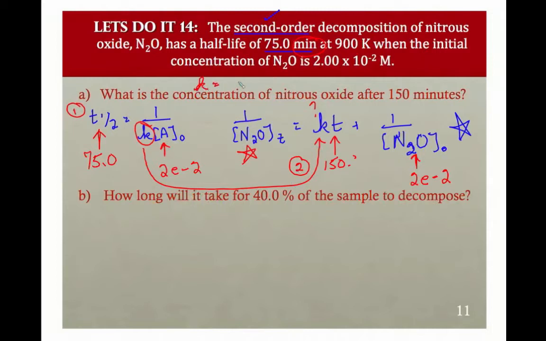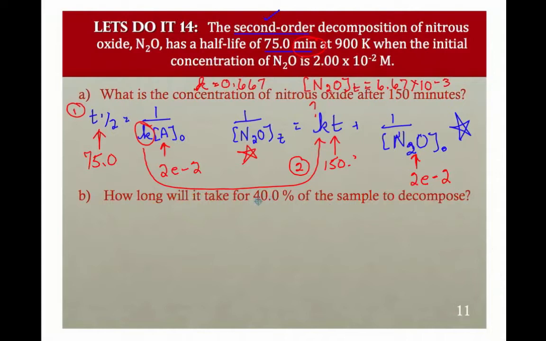And then secondly, you're going to solve it for your original concentration. Now, if we do that, we find that K is equal to 0.667 and that N2O at time t is equal to 6.67 times 10 to the minus third. Okay, so that would be for a second order example.